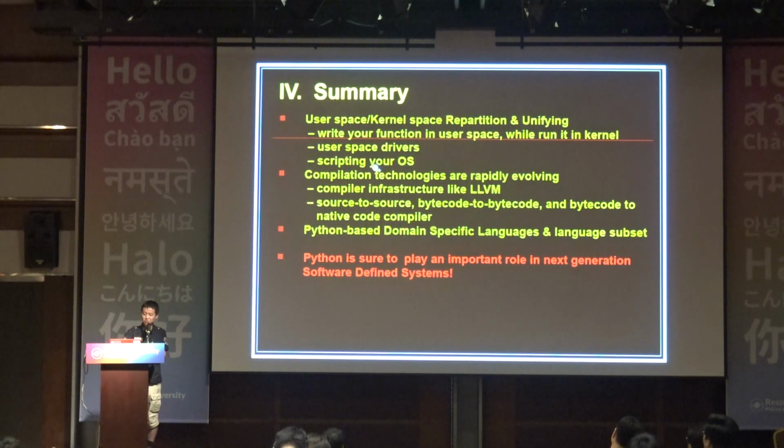And as we mentioned in part 2, OS scripting will have many benefits. Today, compilation related technologies are rapidly evolving. Compiler infrastructures like LLVM can be a better alternative to GCC, and source code to source code, bytecode to bytecode, and bytecode to native code compiler technologies can ensure that Python-based domain-specific languages and their derivatives could be better suited for application fields such as kernel scripting or kernel instrumentation. So in conclusion, Python is sure to play an important role in next generation software-defined systems.